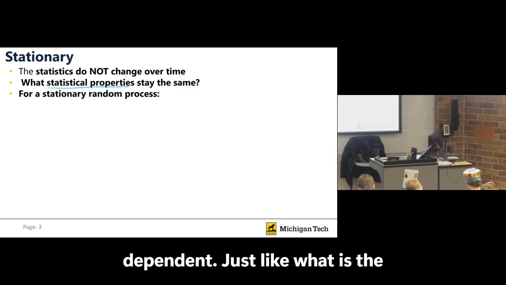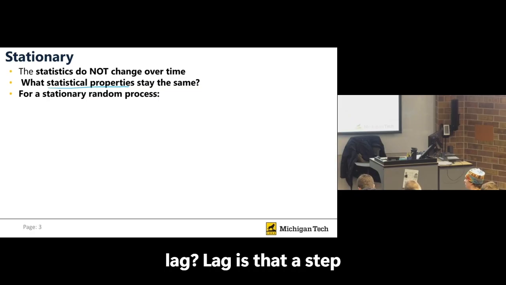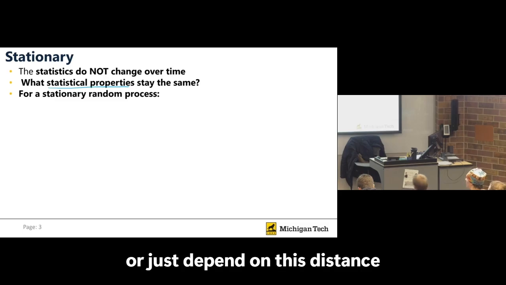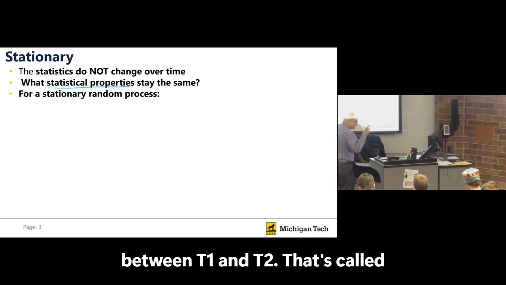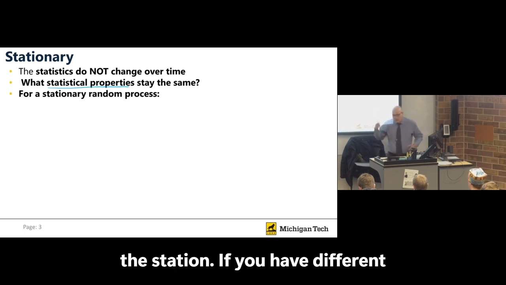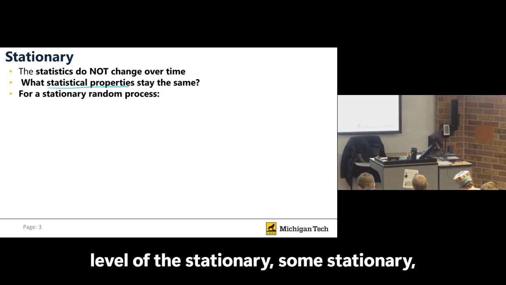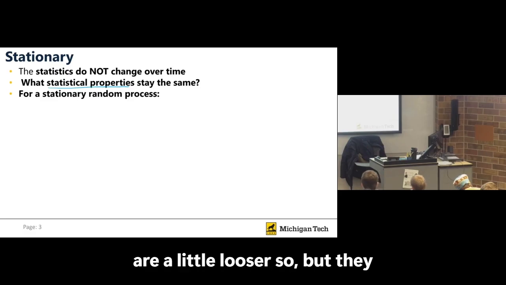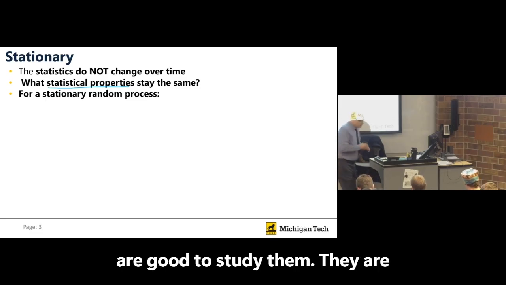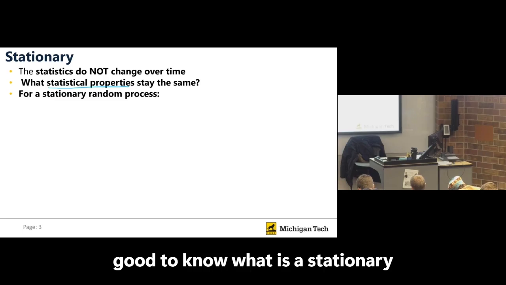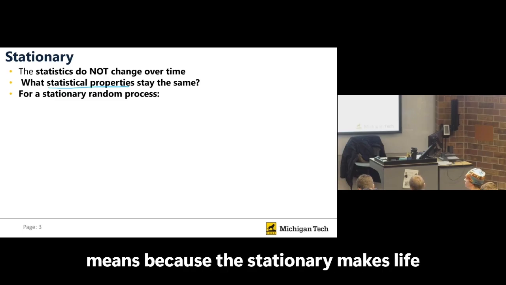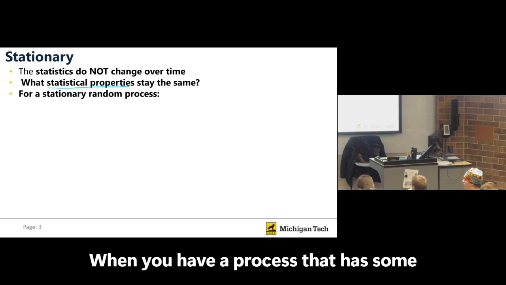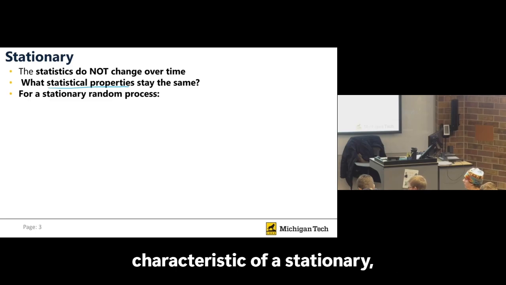These statistical properties stay the same, or they depend on just the lag. What is the lag? Lag is the step size between T2 and T1. So they just depend on the distance between T1 and T2. That's called stationary. We have different levels of stationary. Some are strict, and some are a little looser. But they are good to study, good to know what stationary means, because stationary makes life easy. When you have a process that has some characteristic of stationary, everything becomes simple.